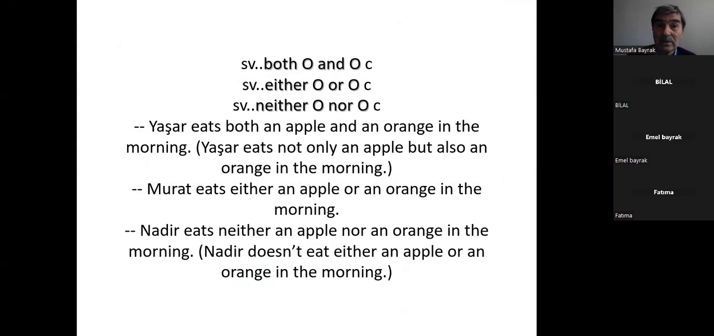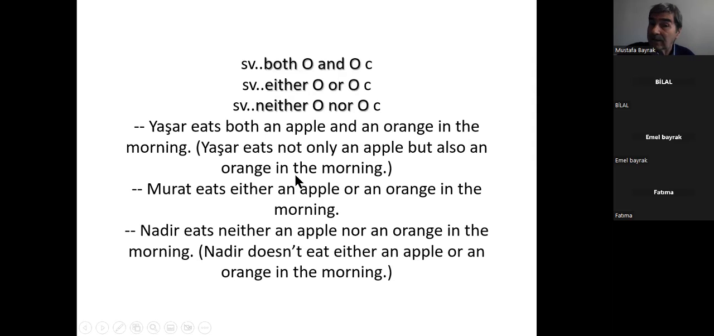Now, okay, subject, verb, plus both object and object complement, or a subject plus either object or object, or neither object nor object. For example, Yaşar eats both an apple and an orange in the morning. Isn't it clear? Both, and.